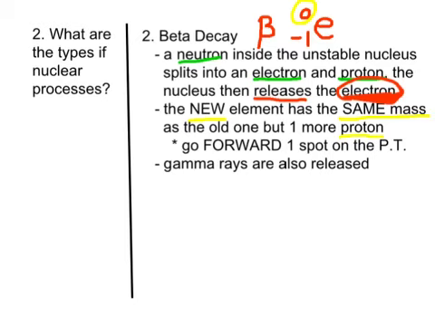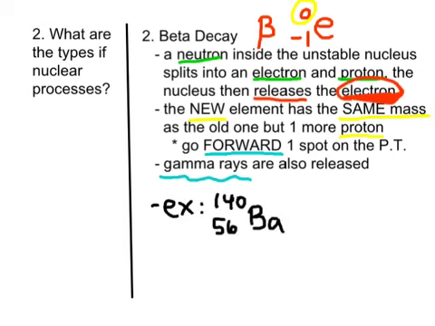So when we think about it on the periodic table, and in the game that we played, anytime we have a beta decay, we're actually going to go forward 1 spot on the periodic table. So beta decay, you go forward 1 spot. Alpha decay, you go 2 spots back. And then just like in all types of radiation or radioactive decay, we're going to have gamma rays also being released.